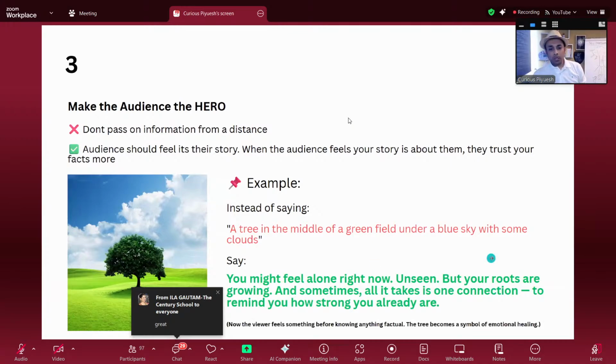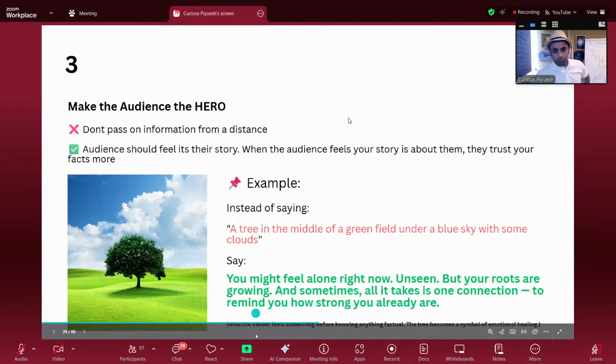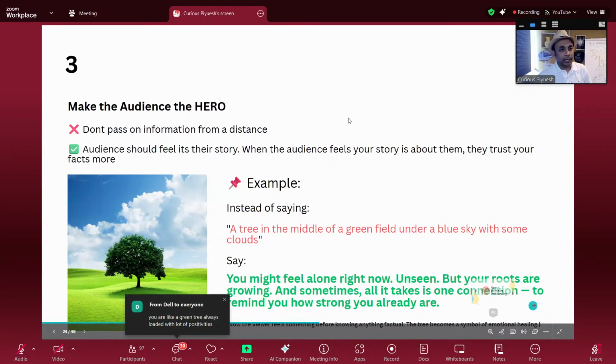Let's come and see what's happening here. Now the viewer feels something before knowing anything factual. The tree becomes a symbol of emotional healing.